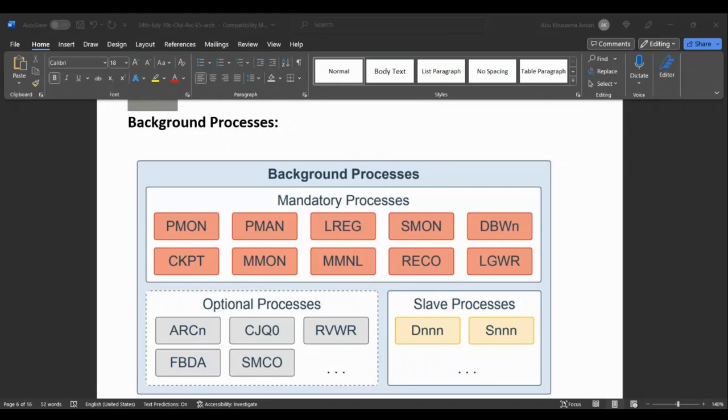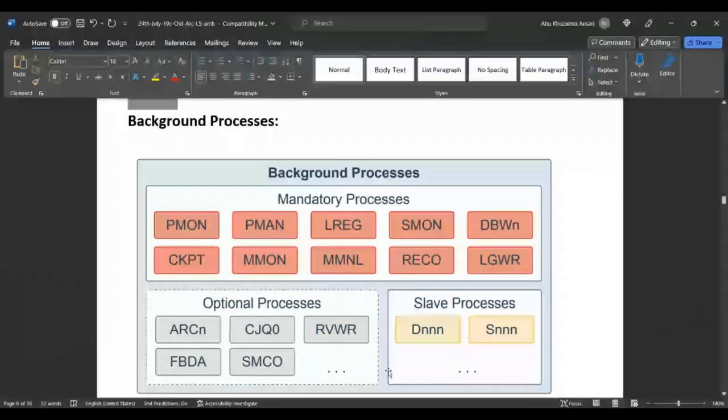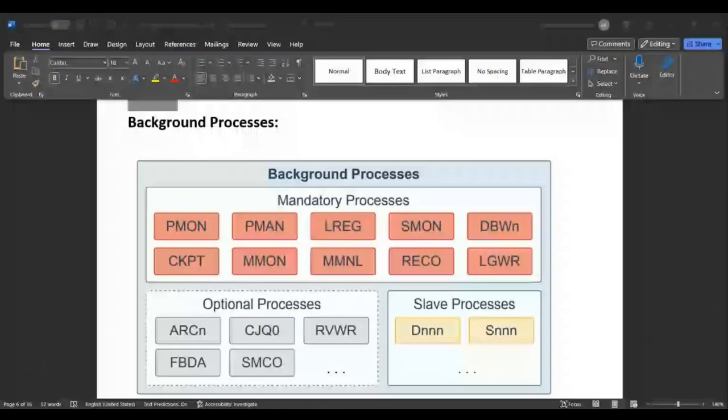So if you want to see which processes are available right now, you can execute this query, V$PROCESS, and you can get the information of the processes. As I said, we have mandatory background processes, we have optional background processes, we have slave processes.